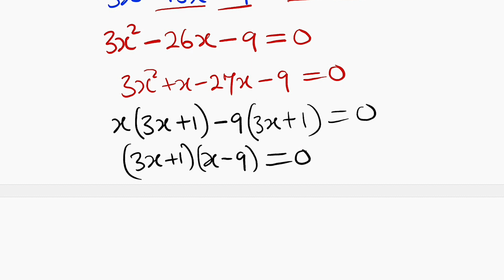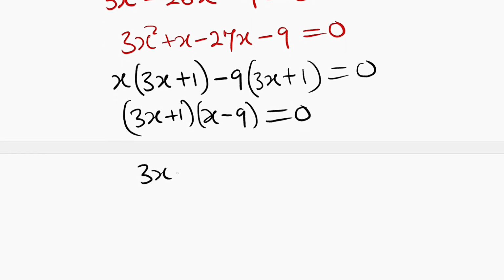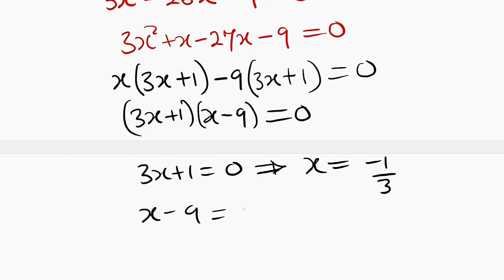Now that we have two factors, we are going to set each equal to 0. If you set 3x plus 1 equal to 0, when 1 crosses over, it becomes negative. So this implies that 3x equals negative 1, then we divide by 3, which is the coefficient of x, and this is the value of x. And the other one, if you take x minus 9 and set it equal to 0, definitely x will be equal to positive 9. And from here, we are only going to consider positive 9 because our required digit is a whole number. So we are not going to consider this.